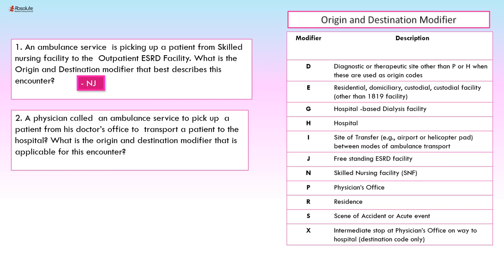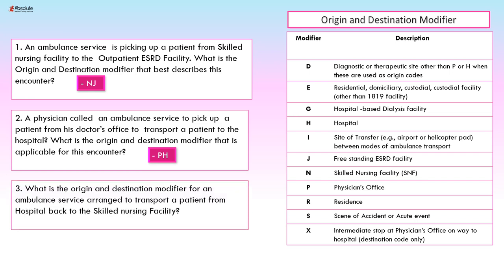All right, and if you said PH is the modifier, that is correct because the patient's origin is from the doctor's office, that will be physician's office, P, and then taken to the hospital, of course, the destination is hospital, that would give us an H. So the origin and destination for this particular encounter is going to be PH. Great job, everybody. Now, finally, we have one more.